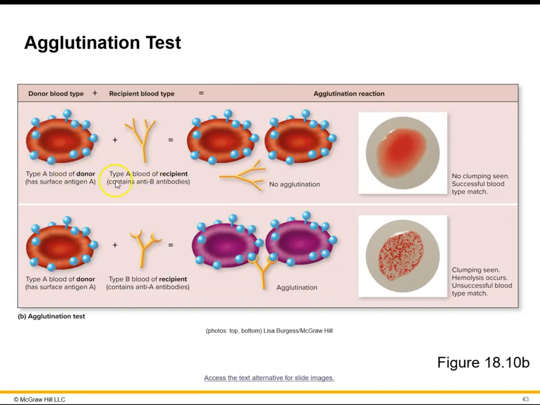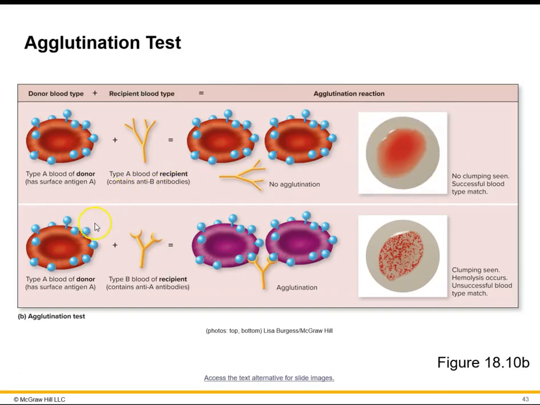Here is the type A blood of the recipient, and you'll notice the type A blood of the donor has A antigens. The type A blood of the recipient has anti-B antibodies. So these anti-B antibodies are not going to interact with these A antigens at all. There's going to be no agglutination, and you're not going to have a transfusion reaction or problem here. Okay, no clumping seen.